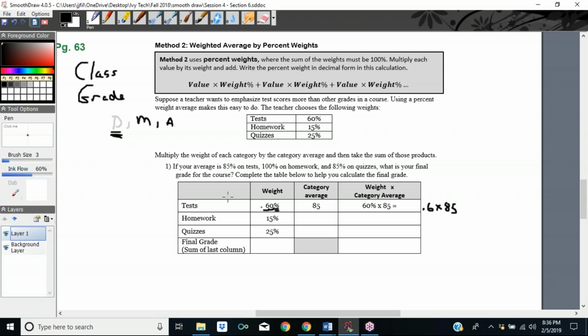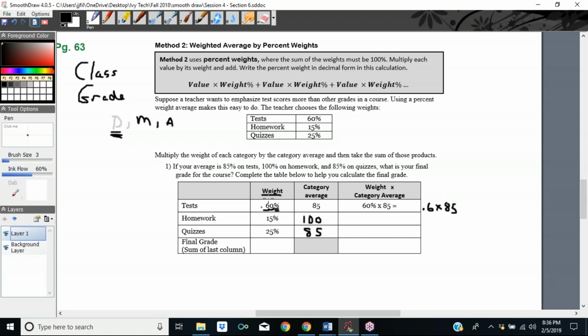And then let's see what else it says here. If your average is 85 on tests, 100 on homework, and 85% on quizzes, what is your final course grade?